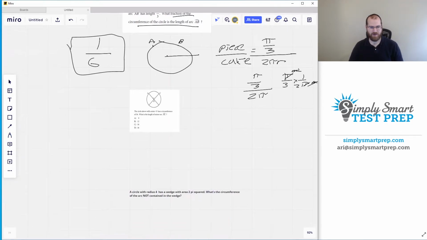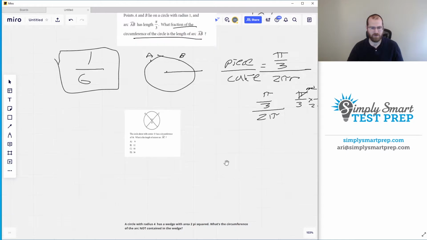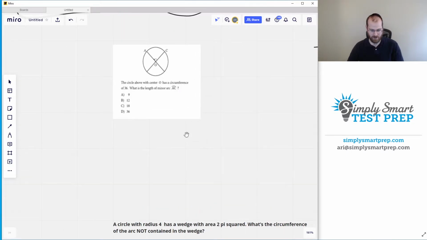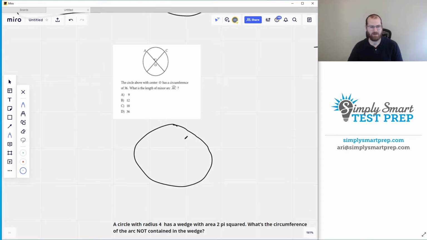It was pretty straightforward. Okay, let's move to the final 2 problems here. This is likewise an SAT problem. The circle above with center O has a circumference of 36. What is the length of minor arc AC? Okay, so now we're going to start to get into figuring out that proportion from other information that is not necessarily given explicitly in the problem. So we already drew it. Circumference of 36. What is the length of minor arc AC?